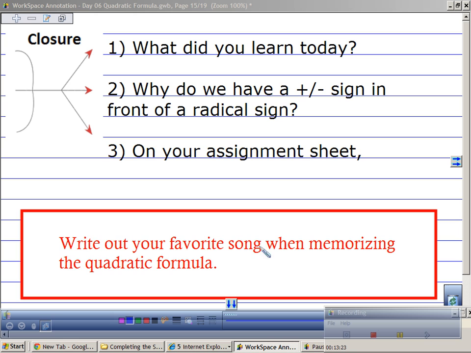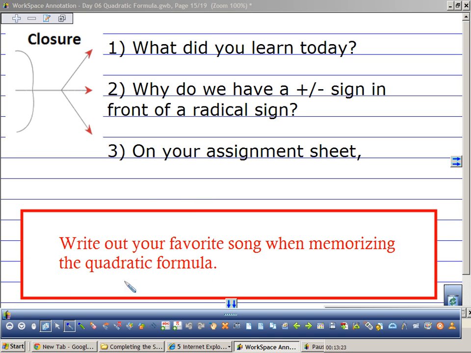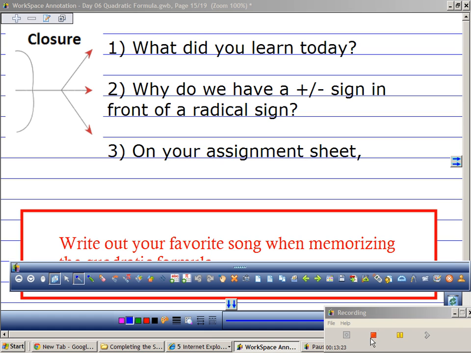On your assignment sheet, write out your favorite song when memorizing the quadratic formula. There's more than just the negative boy couldn't decide, but write that out. The negative boy couldn't decide. Write it out on your sheet.